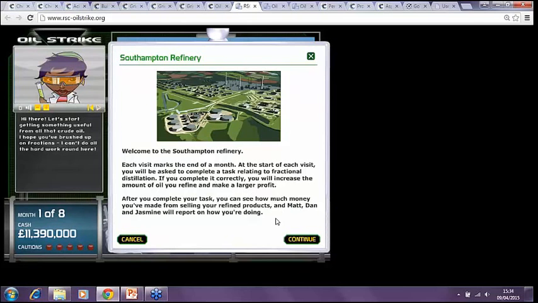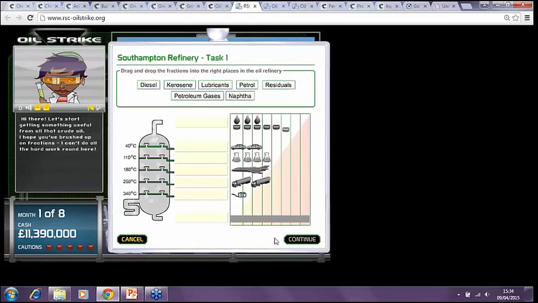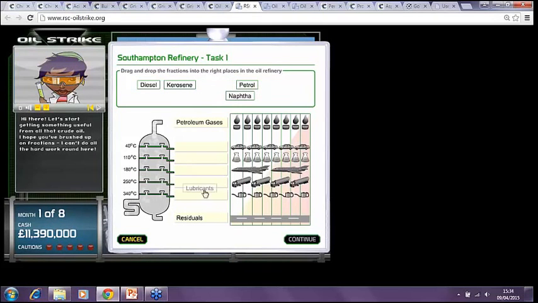If you complete it correctly, we're going to increase the amount of oil we refine and make a larger profit. So this is our first task here, and all you have to do is line these things up. So you can fill this in. You can see it gives you some little clues here with the little pictures as well. So shall we get some? Oh no, it's not even going to let me get it wrong. You just drag them down.